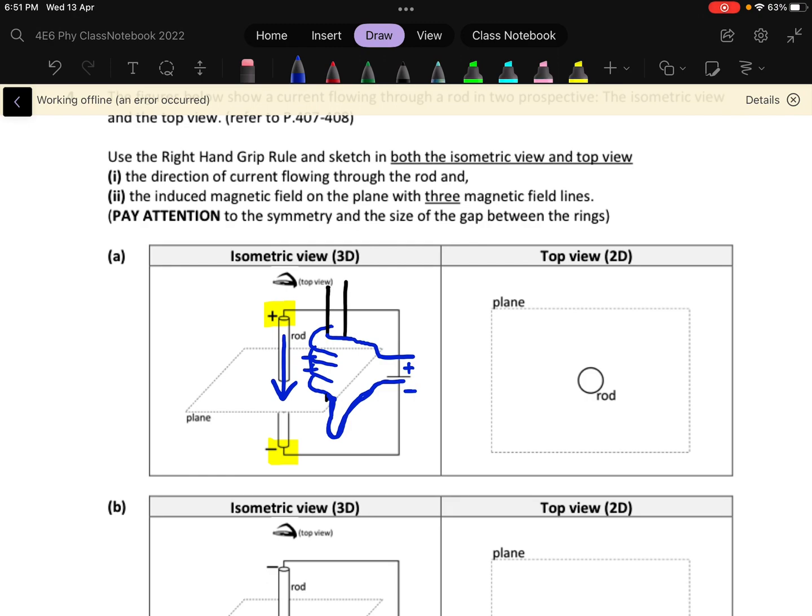Okay, so now your hand, if you are using the right hand, this is what you will get. You will see that the thumb actually points down, aligned with the direction of the current. Then the curl of the fingers will suggest that the magnetic field line goes like this. That is what you imagine now.